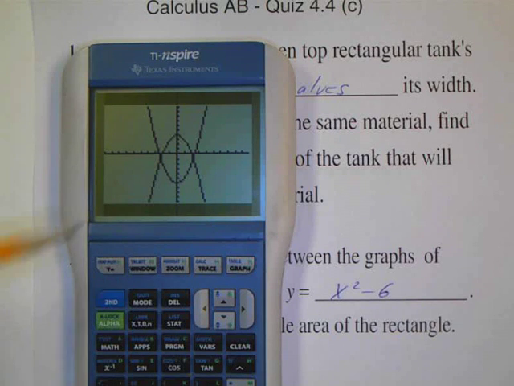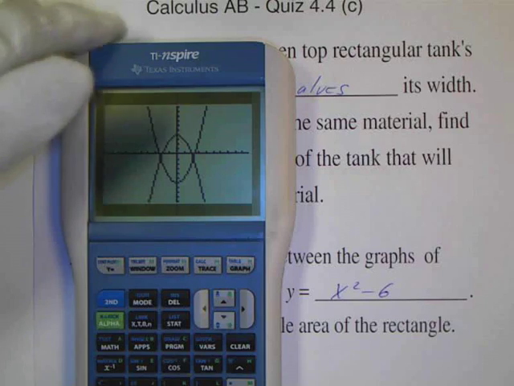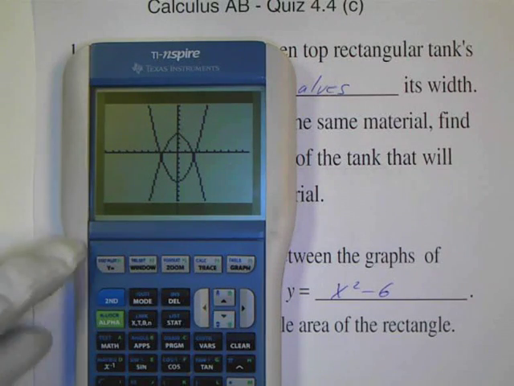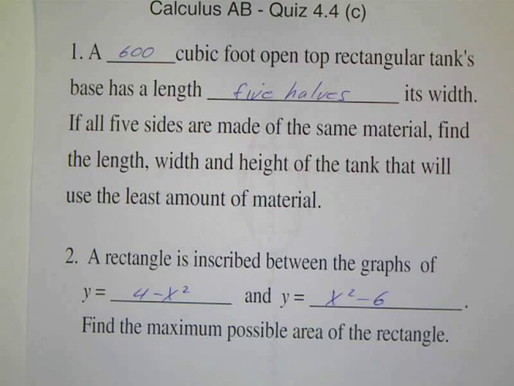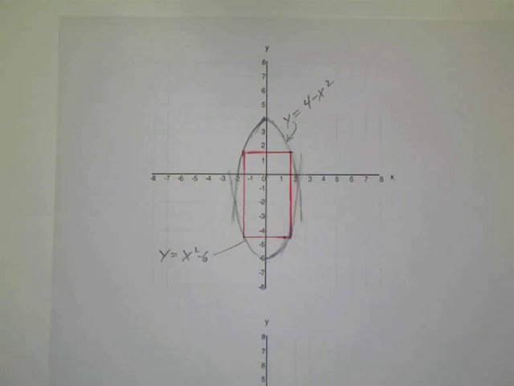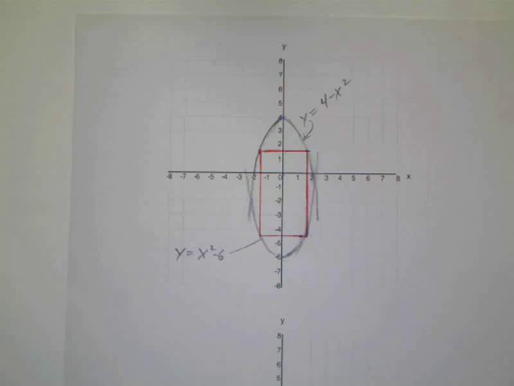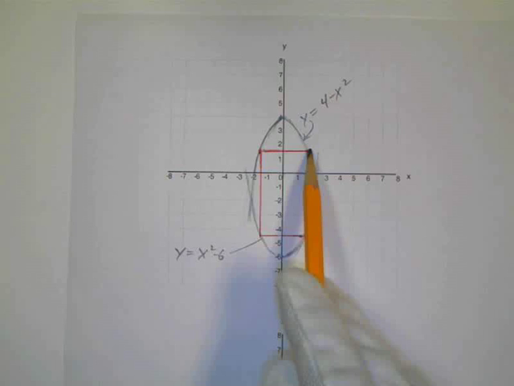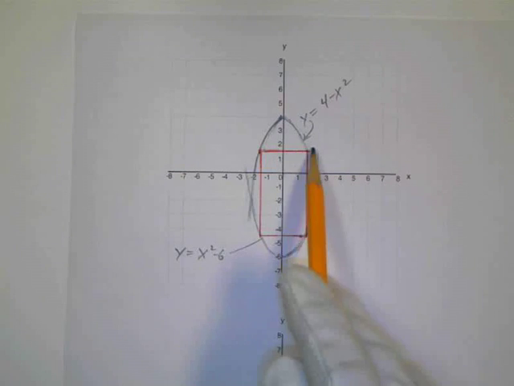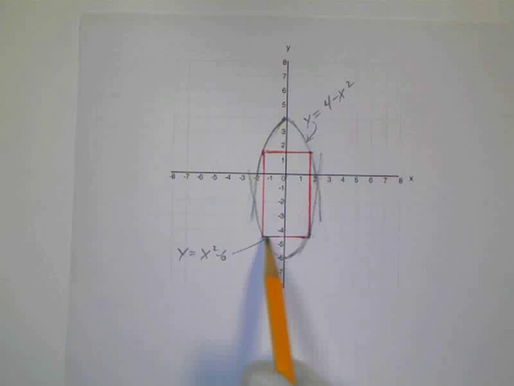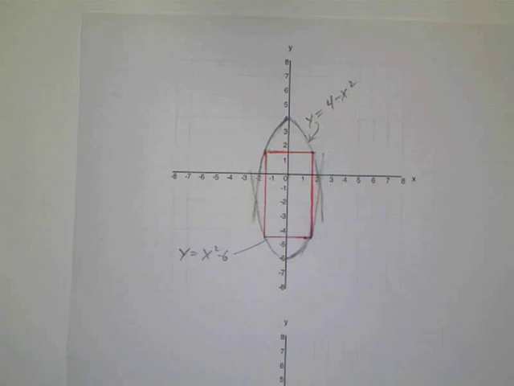So we're going to put a rectangle in here. Now most of these inscribed rectangle problems are pretty much symmetrical or centered at the origin, so they'll work out. We can have some off-center ones, but they're rare. So what I do is sketch this out. This is the rectangle that's inscribed between these two graphs. The top two vertices are on the curve 4 minus x squared, and the bottom two vertices are on x squared minus 6.